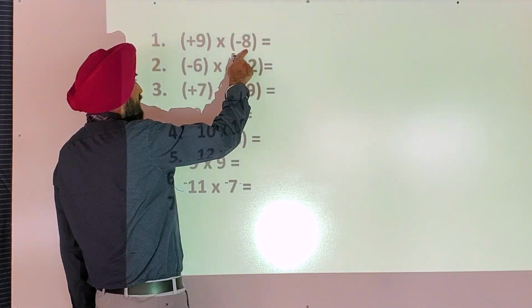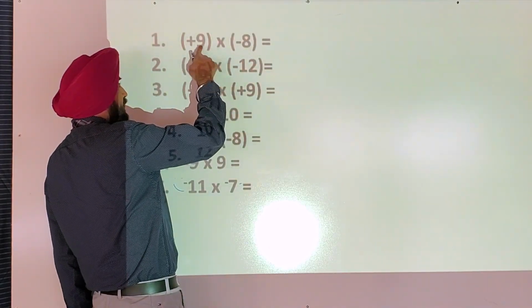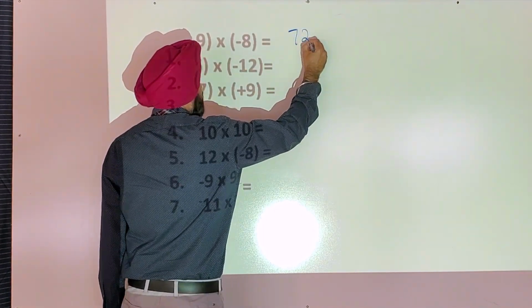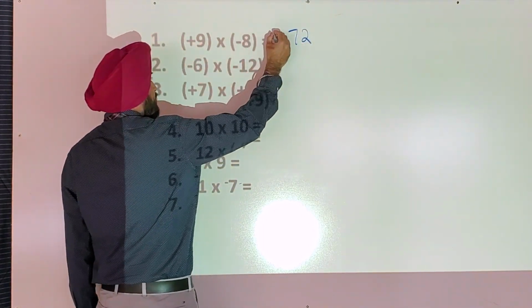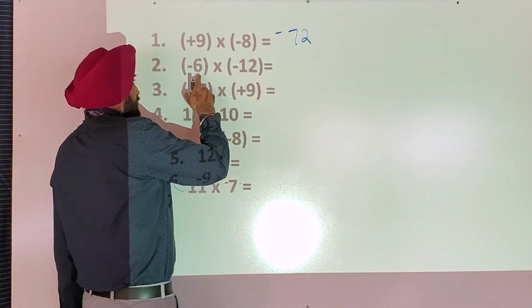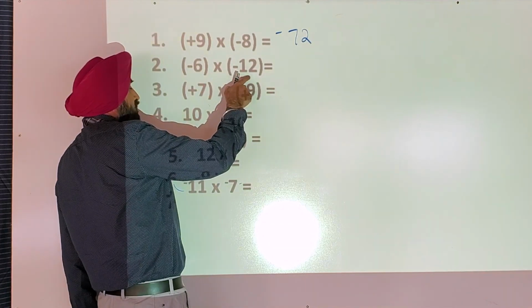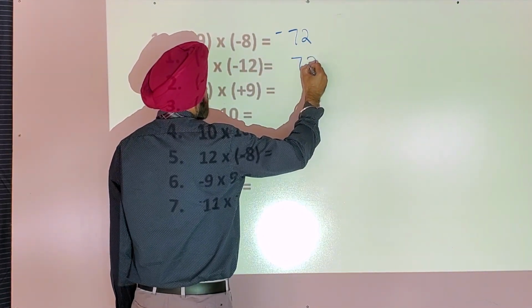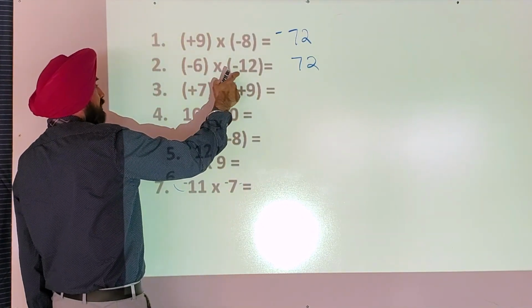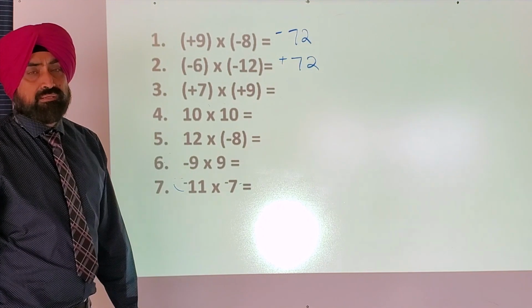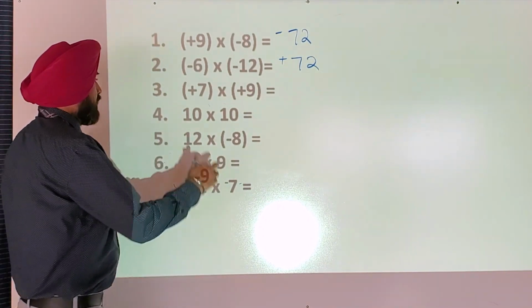This is positive, this is negative, right? First thing is we multiply. 9 times 8 is 72. The two different signs, positive and negative, so the sign will be negative. Negative 6 times negative 12. 6 times 12 is 72. And negative times negative will be positive. When both signs are the same, we put a positive sign.